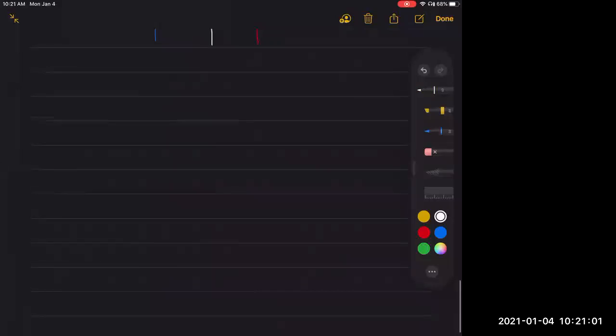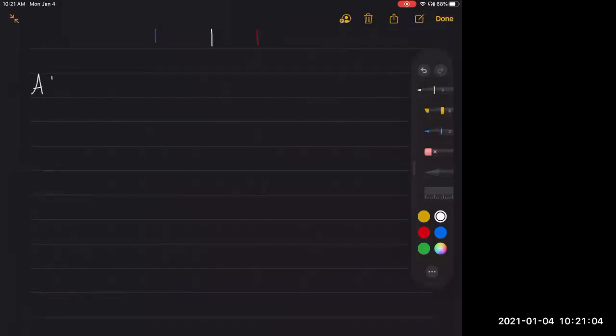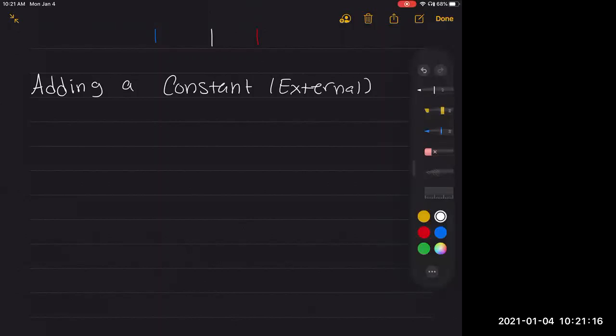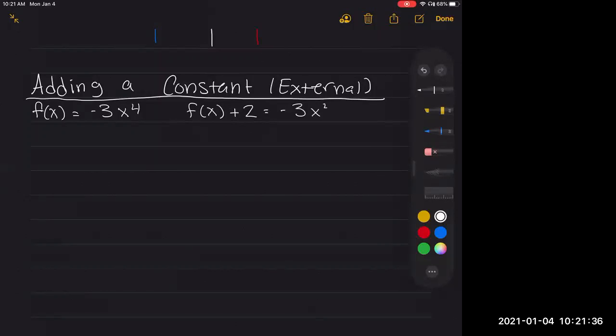And then our next helpful tool is adding a constant. And we're going to call this one external, and you will see why in a moment. So if we have the graph, f of x equals -3x to the 4th, and we want to add 2, externally it'll be f of x plus 2. So that gives us the graph -3x to the 4th plus 2. So by external, it means we're adding it to the outside of our original function.